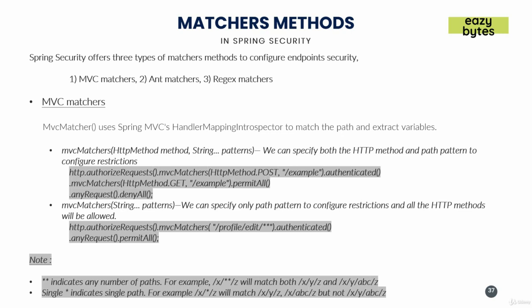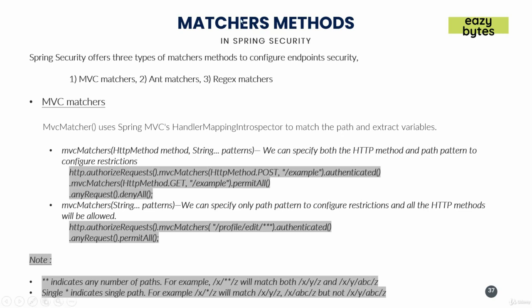When we are dealing with MVC matchers, we have two methods. You can apply security based upon a pattern and an HTTP method as well. If you are passing a method and a pattern, that means you want to apply security based upon two parameters: your HTTP method and the pattern matching. Whereas if you don't have any restrictions based upon HTTP method, which means only the path has to be restricted and I'm not worried about which HTTP method is being called, for such scenarios we'll use the second method, which is mvcMatchers with only a pattern.